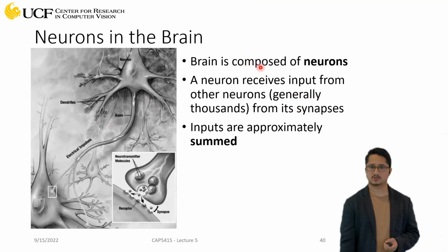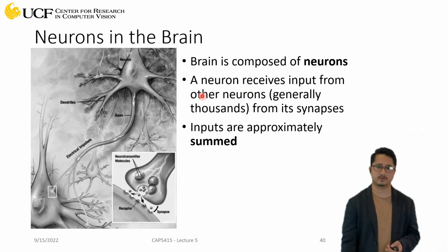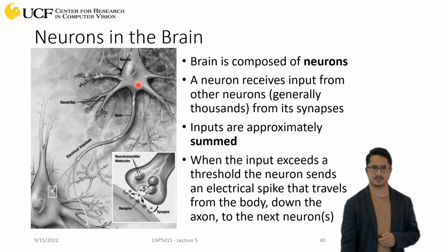So the brain is composed of several neurons, and as I said, they receive input from the dendrites, these arms over here, and approximately it's summed at this region. And if it exceeds some kind of threshold, then it will pass to the next set. Otherwise, there will be no neural activity.